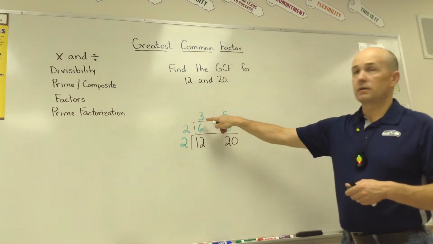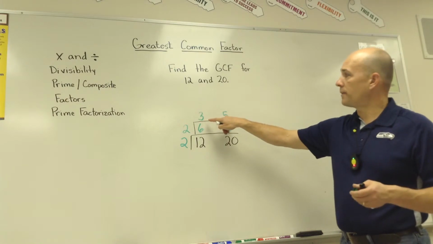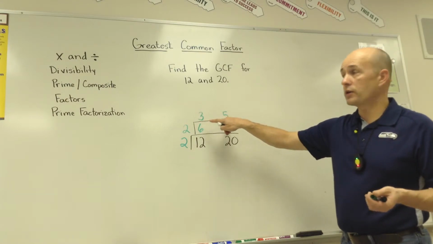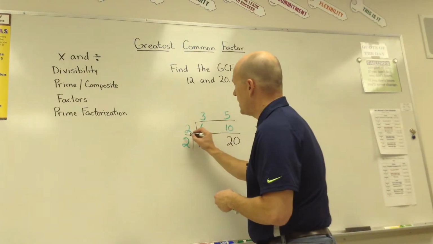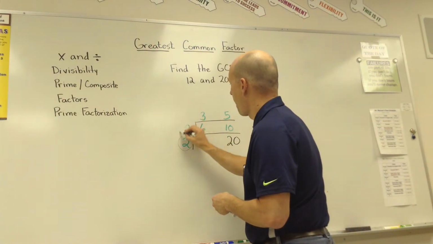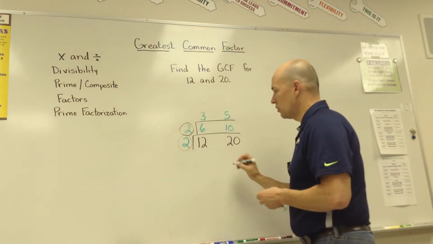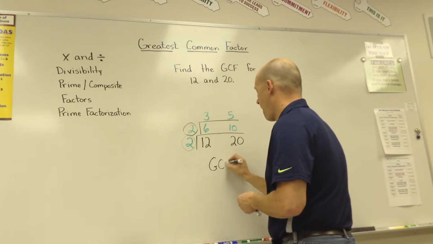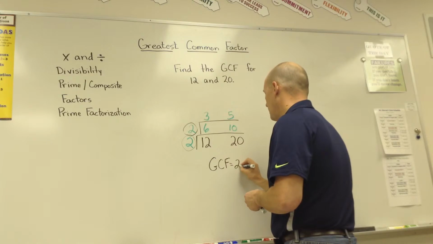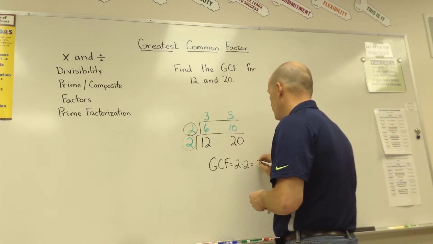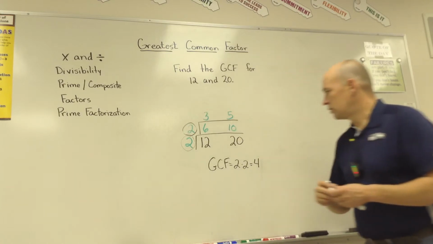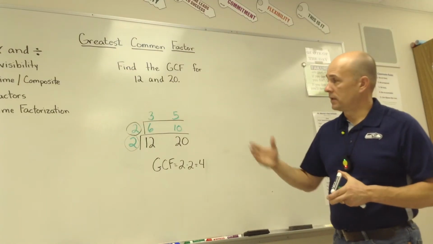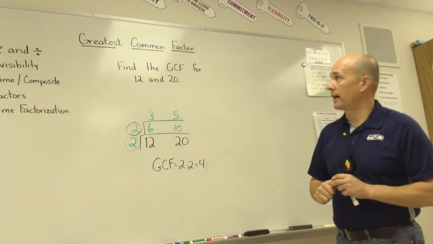When I get here, 3 and 5 we know are both prime numbers. Nothing goes into those. We're done. So I'm going to go up the side of my cake here. The numbers that I circled, I'm going to multiply together, and that's going to give me my greatest common factor for 12 and 20. 2 times 2 equals 4. There we go. We found the greatest common factor.